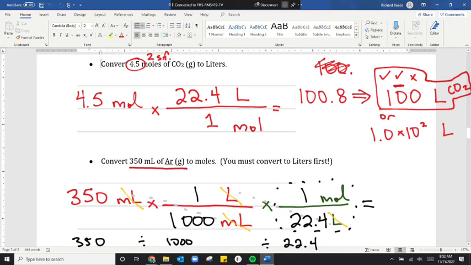How many sig figs should my final answer have? 2. So just as a reminder, it's going to be 0.016 moles. Only the 1 and the 6 are significant. That first 0, that's a placeholder. It's been a while since we practiced with those. And that's argon gas.